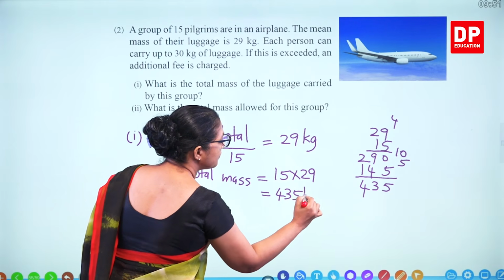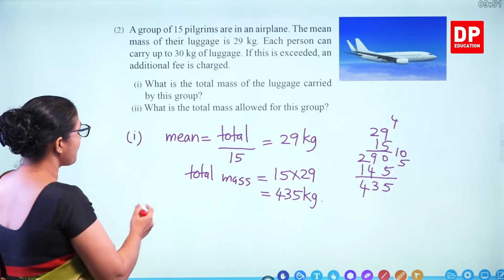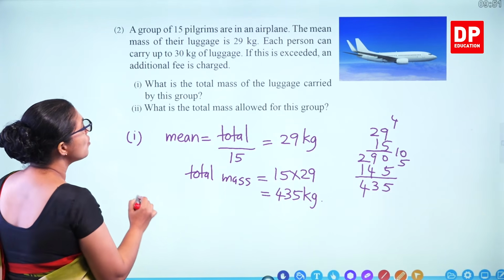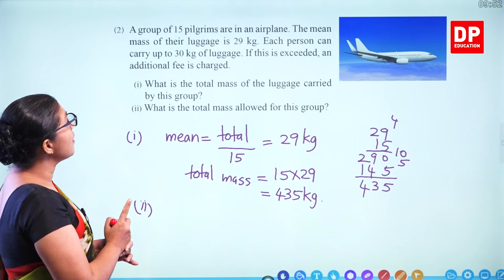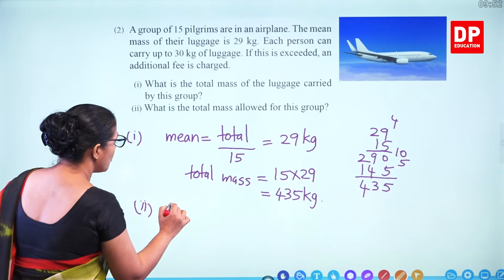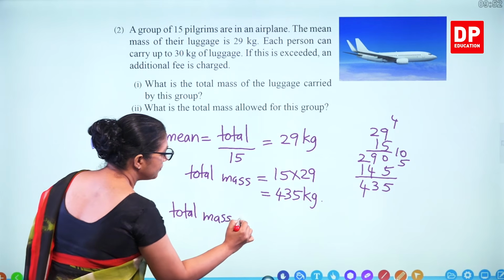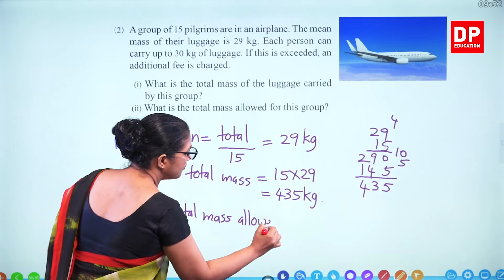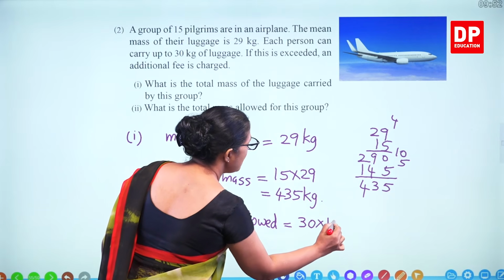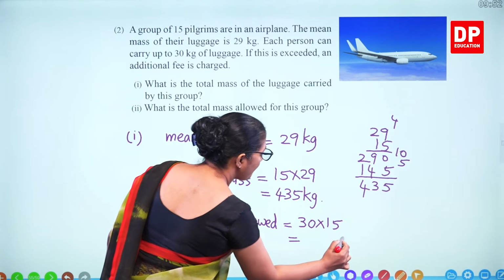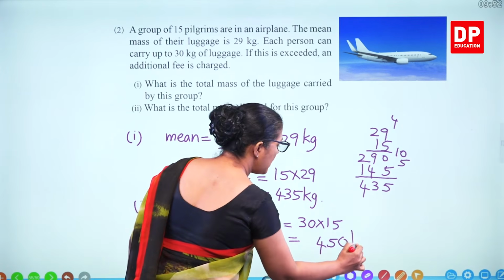435 kilos altogether. What is the total mass allowed for this group? So each one the maximum 30. So total mass allowed. Thirty into 15. 450 kilograms.